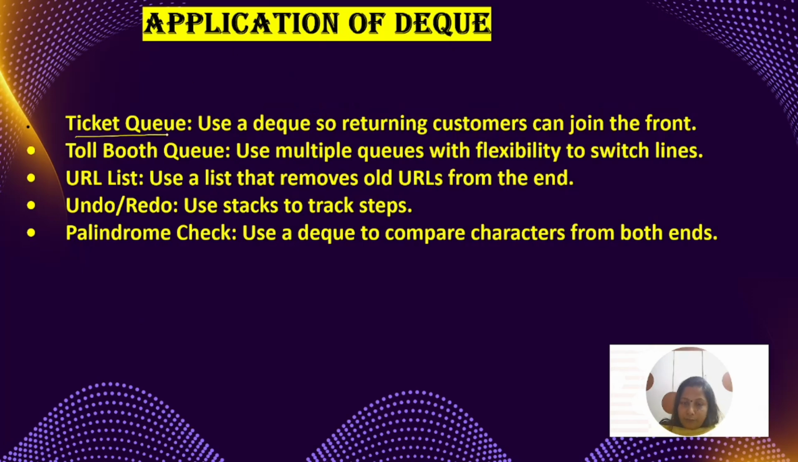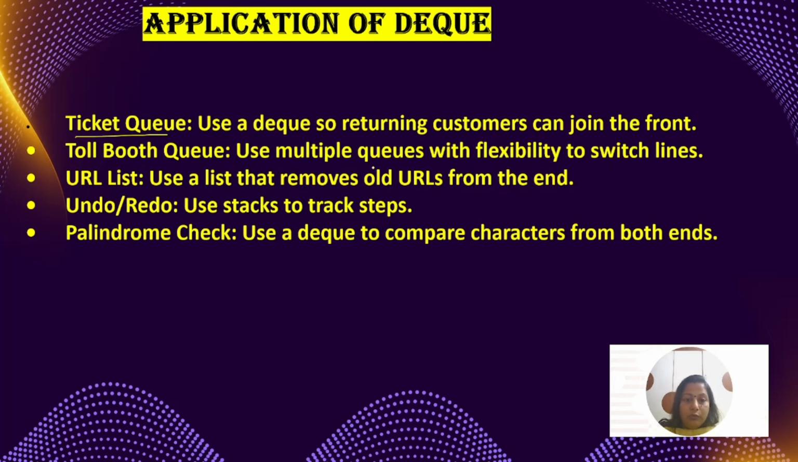Again, the ticket queue: if you use a deque, a returning customer can join the front. For example, you go to the ticket counter and take a place in the queue, especially for ticket booking. Another person comes for an enquiry. In between, he can come, ask his doubt, clarify and go. That is what using a deque allows, so a returning customer can also join the front.